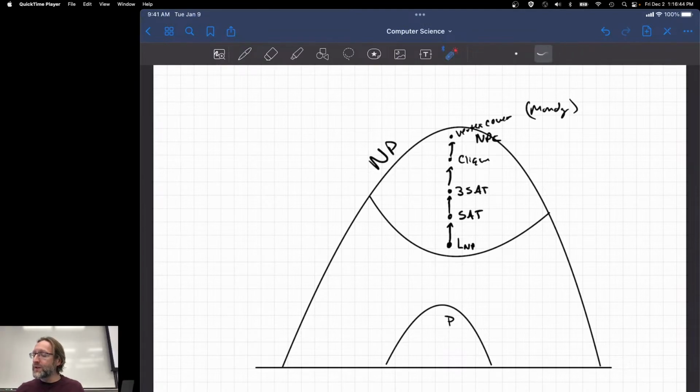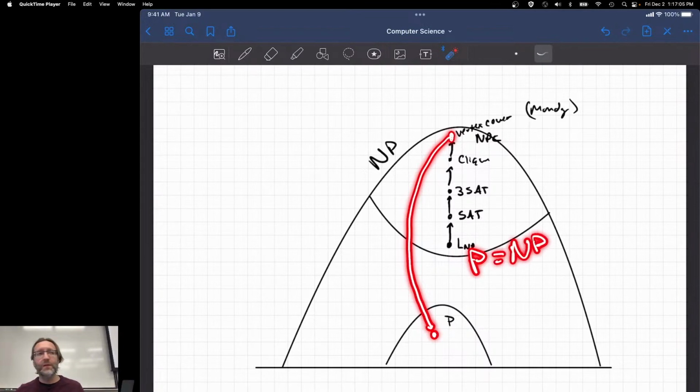But otherwise, you can see this chain of reductions, right? Now, is it true that you can go from vertex cover back to this? Yes, by definition. You don't even need to show this, right? But is it true that you can take, say, vertex cover and reduce it down to something down here in P? You just proved that P is equal to NP, right?